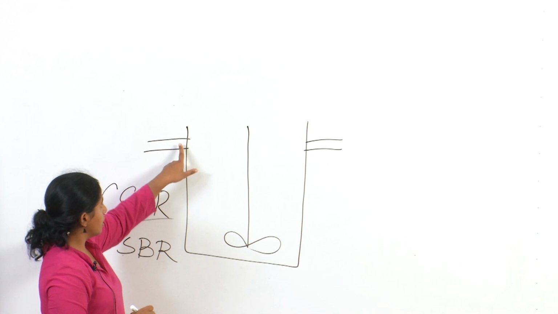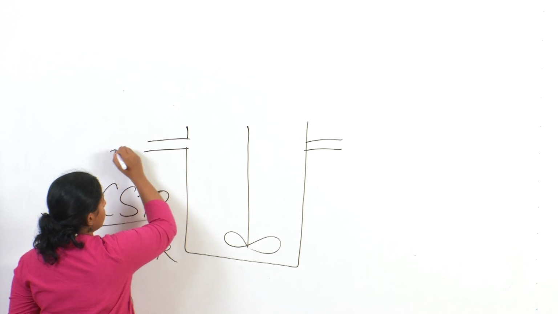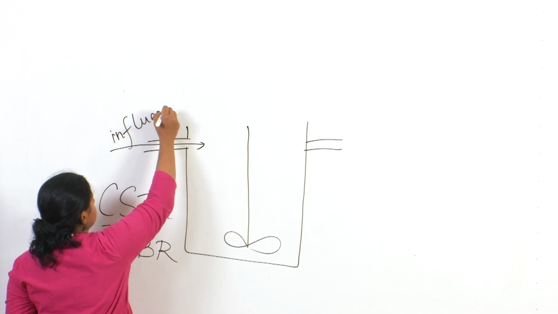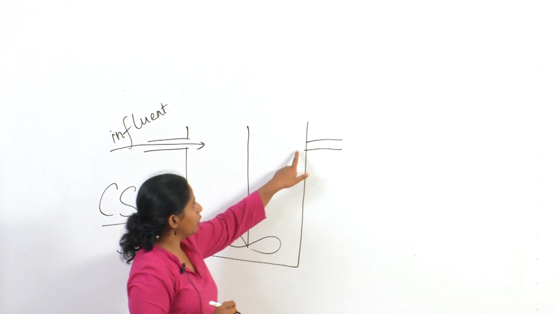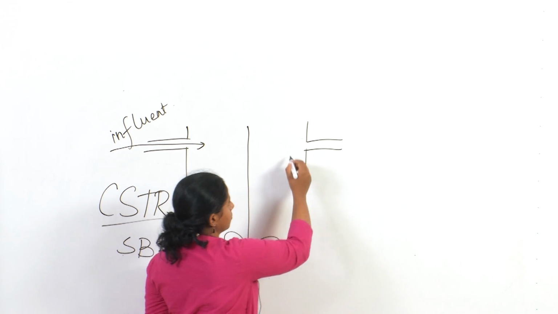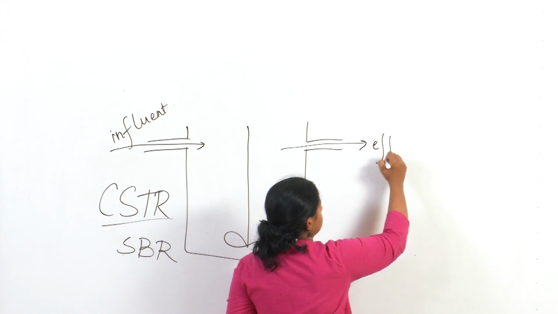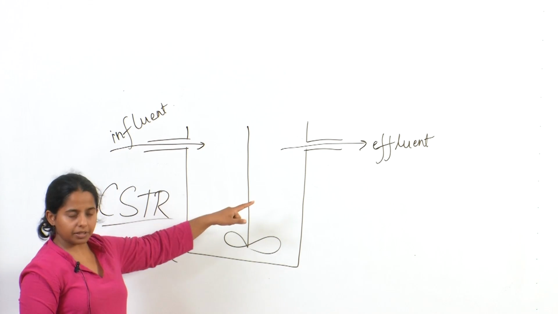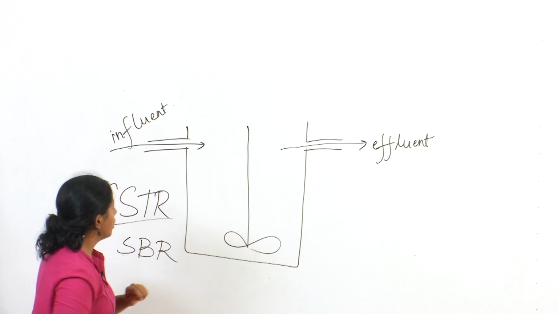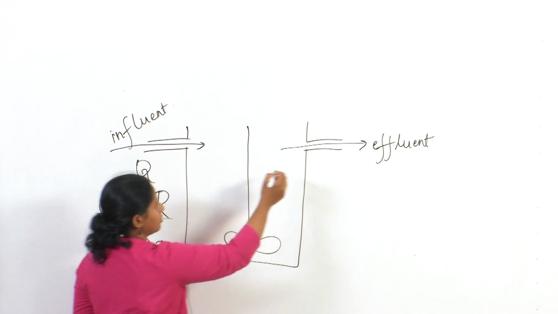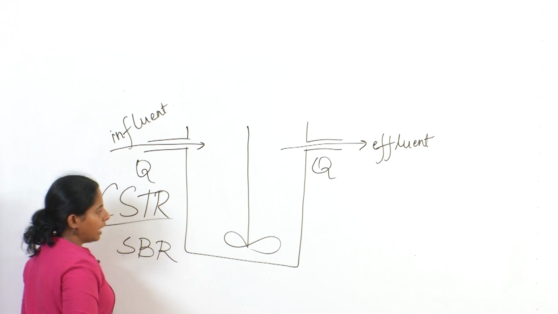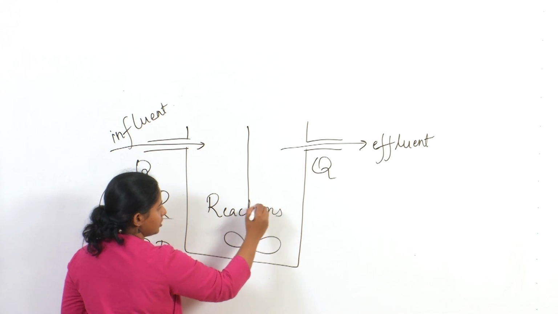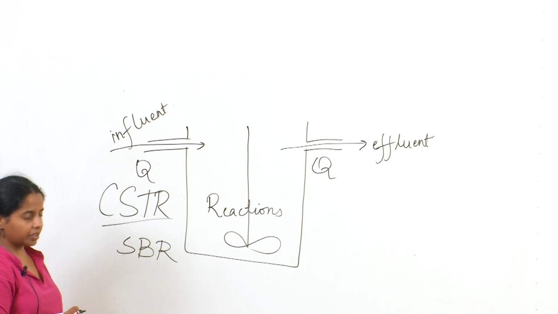Now in CSTR, there is a continuous input of influent and there is a continuous outflow of effluent. Alright. So the influent is continuously coming in, the effluent is continuously going out, obviously because the volume is constant, the flow rate is same for both, and the reaction is happening here. So this is your typical CSTR, okay, continuously stirred tank reactor.